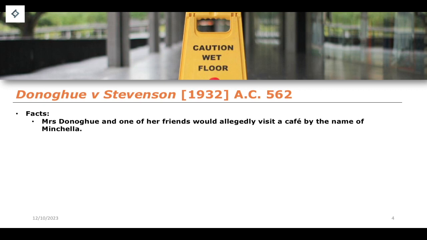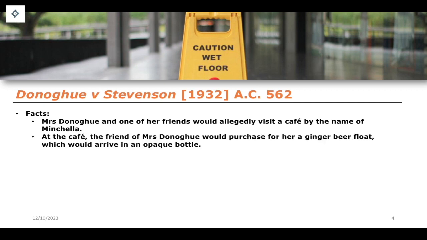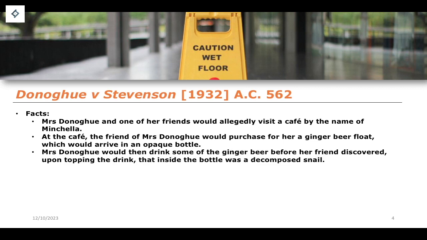So we have Mrs. Donoghue and one of her friends visiting a cafe by the name of Minchella. At the cafe, the friend of Mrs. Donoghue would purchase for her a ginger beer float, which is a type of drink, essentially. And this ginger beer float would actually arrive in an opaque bottle. That is also something that is important to note. Make it very clear that what we're talking about here is a bottle that was bought by the friend of Mrs. Donoghue and then given to her. So she was the one who made the purchase. Mrs.